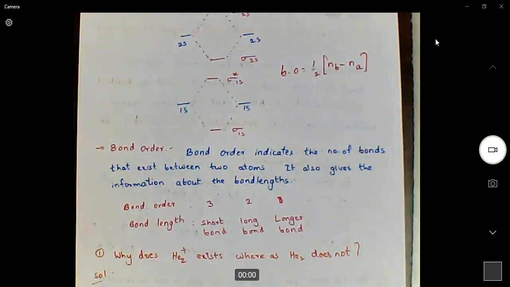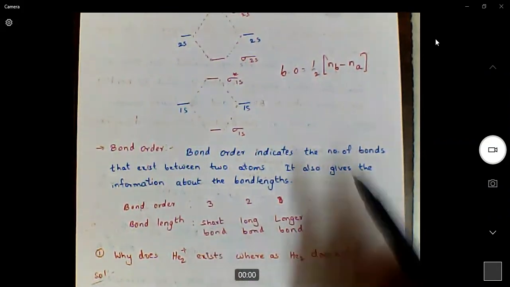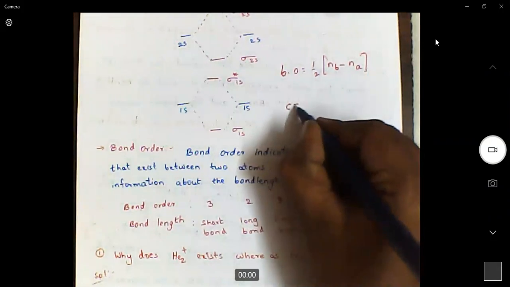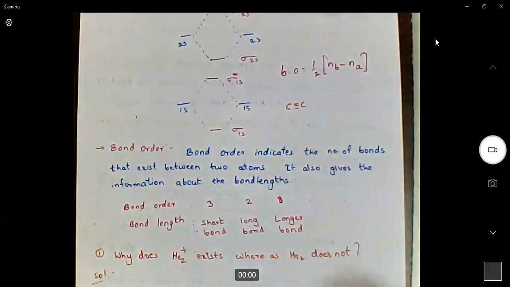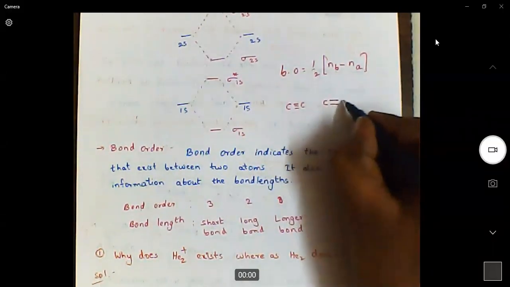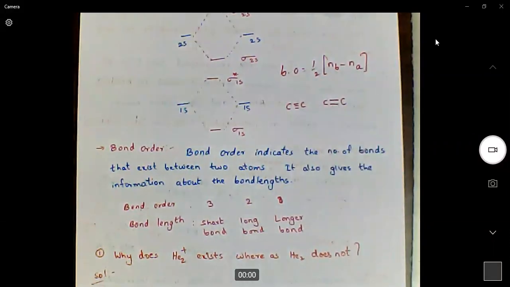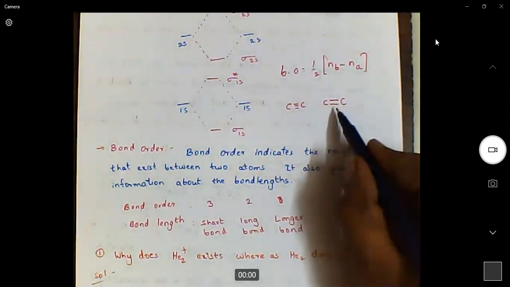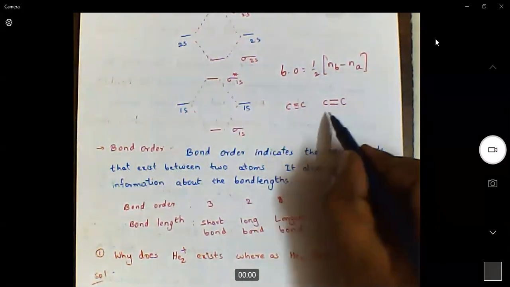Generally, the maximum bond order possible is 3. That means a molecule has 3 bonds between two atoms. When there are 3 bonds, we can say the bond length is very, very short. When the bond order is 2, we expect 2 bonds between the two atoms. Because there are only 2 bonds, we can expect a small increase in the bond length.